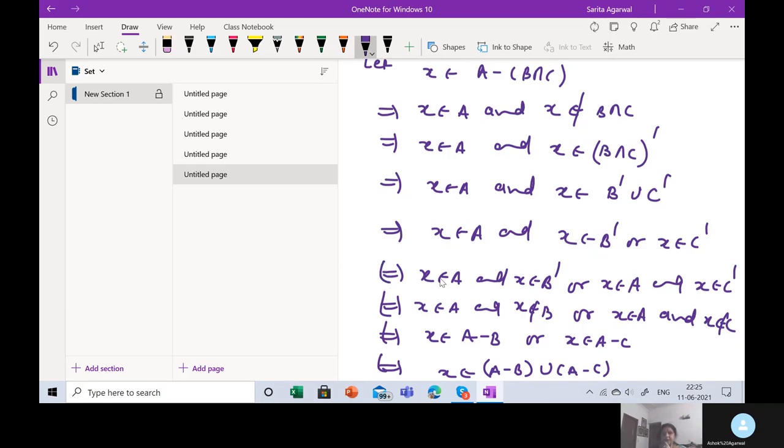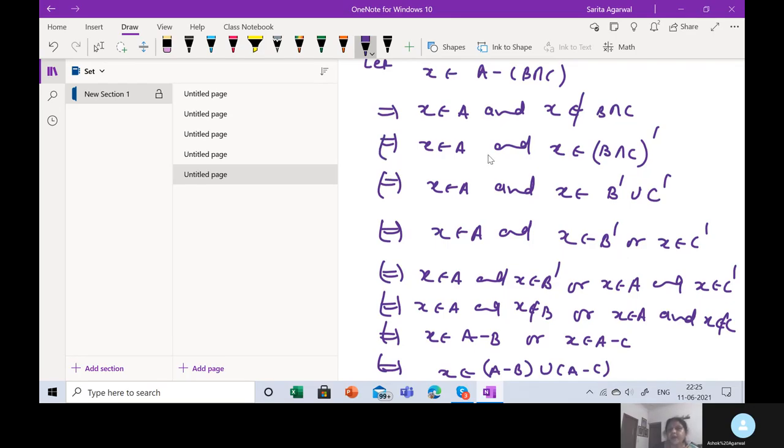So that means X belongs to A is a must. Or we can write X belongs to A and X belongs to B complement, or X belongs to A and X belongs to C complement. So rewriting this line again, and X belonging to A is a must. So that means X belongs to A and X belongs to B complement or X belongs to C complement. Means X belongs to A and X belongs to B complement union C complement.